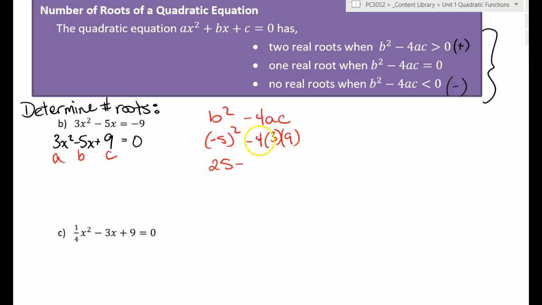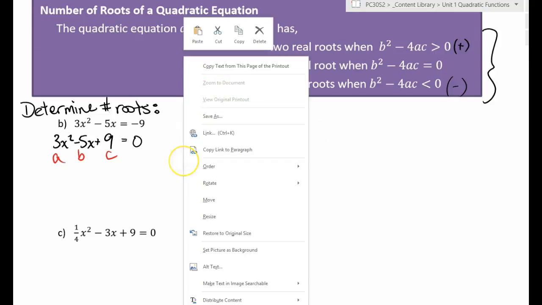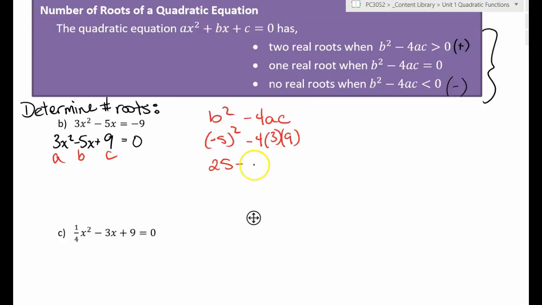Technically I don't need to finish this calculation, but I will. We can look at this as 12 times 9, so that's 108, which gives negative 83.